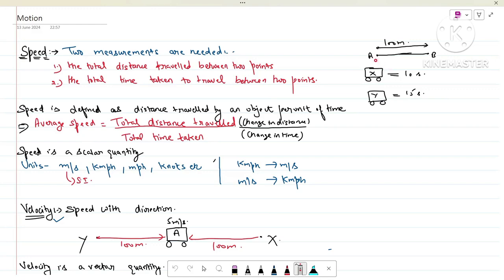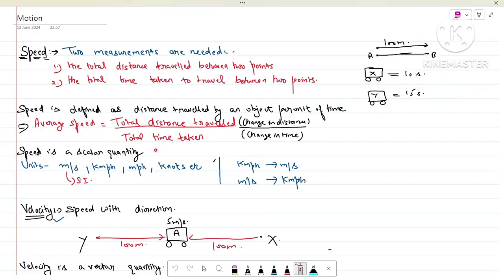Let's say this is the initial point located at 0 meters, and this is the final point located at 100 meters. So the change in distance is 100 meters divided by the change in time taken. Now speed is a scalar quantity because we are referring to speed as 5 meters per second, 10 meters per second. We are not adding any direction in here.